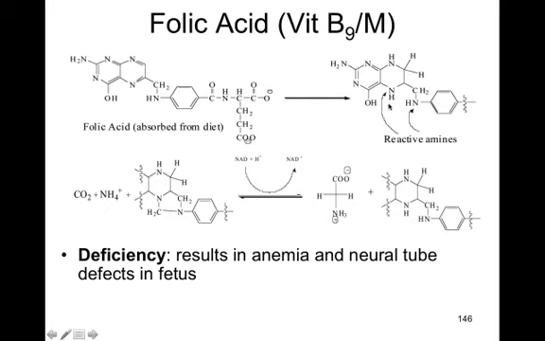Now, where does exactly this molecule carry the one carbon units? The one carbon unit can be carried either on this particular nitrogen, or it can be carried on this particular nitrogen, or both these nitrogens can form a bridge of sorts to carry that one carbon unit. That one carbon unit can be something like a methyl group that we'll see in this example.